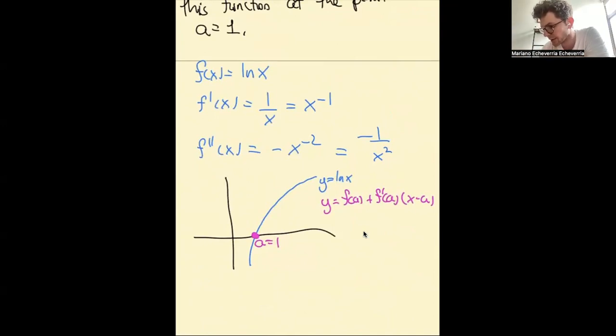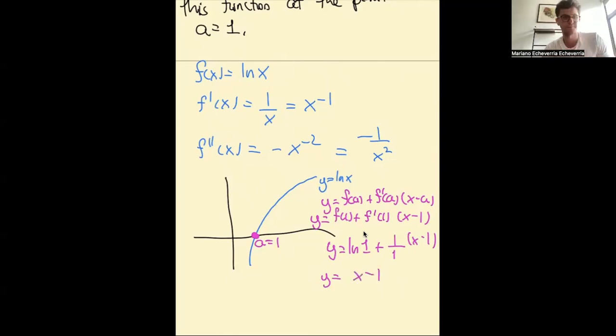So the equation of the tangent line would be, because a is 1, y equals f of 1 plus f prime of 1 times x minus 1. Okay, but what is f of 1? That would be ln of 1 plus, what is f prime of 1? 1 over 1, right? Times x minus 1. So what is ln of 1? That's 0, right? And 1 over 1 is 1, so you get x minus 1.